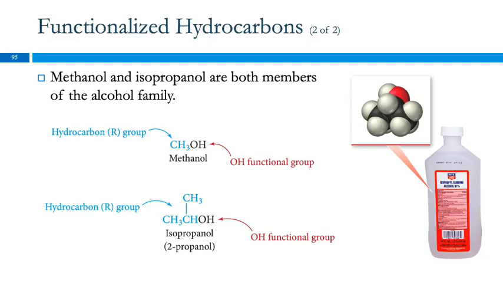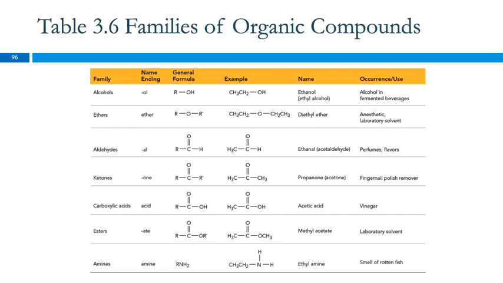We can look at this as a family, and instead of writing out what this hydrocarbon group is, we can just call it R. And so R bonded to OH. And the R could be any hydrocarbon. The OH is the functional group that we're interested in. So this is showing some of the functional groups.